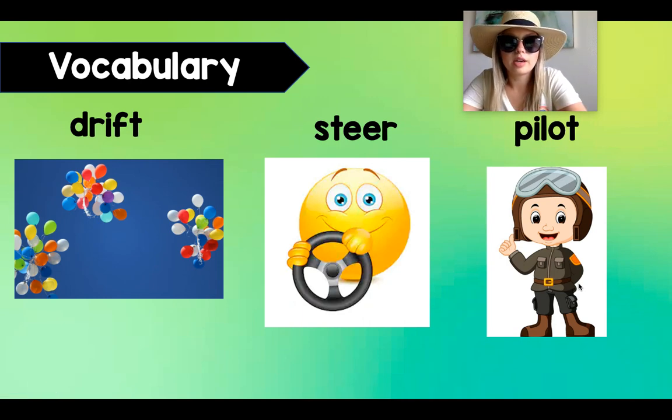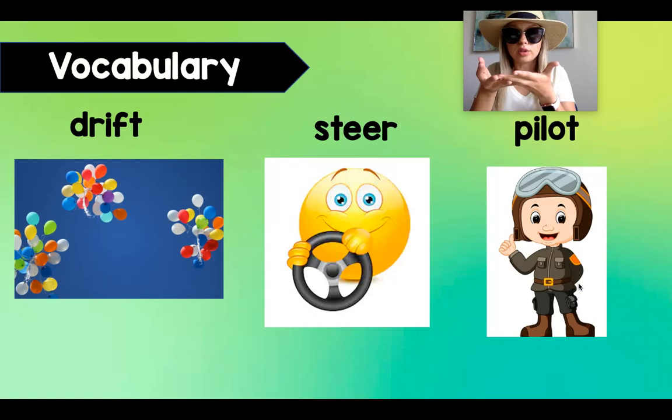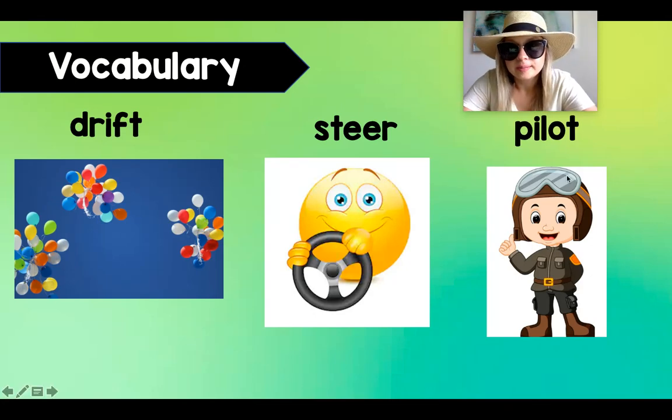So we're going to be talking about a hot air balloon today, and a hot air balloon is a balloon that has a basket underneath, and you can actually go in the basket, and the balloon is so big that you will go up with the balloon. It's huge. The balloon is huge. And inside the balloon, there is a pilot who controls it.